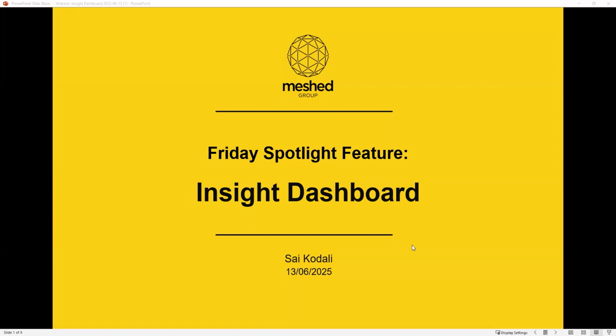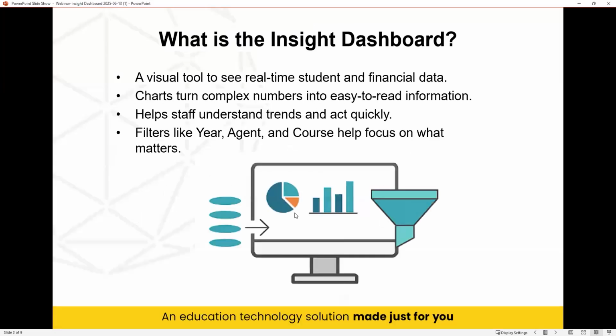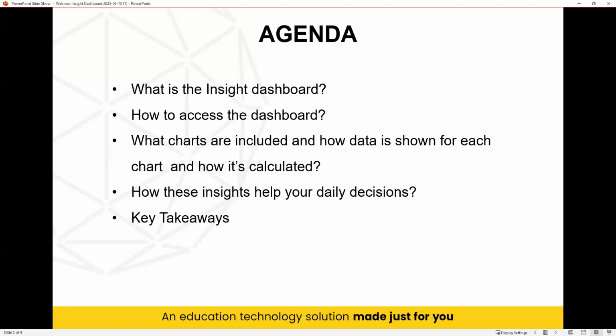So coming to the agenda of the webinar today, we're going to talk about what is Insight Dashboard, and we will look at how you can access Insight Dashboard in the RTOManager, which users can access it, and whether there are any permissions associated with it, so that a user needs to have a certain permission to access the feature. And then we're going to look at what all the charts are that are included, and how the data is represented in each of these charts, and how the data is pulled or calculated, and based on what criteria.